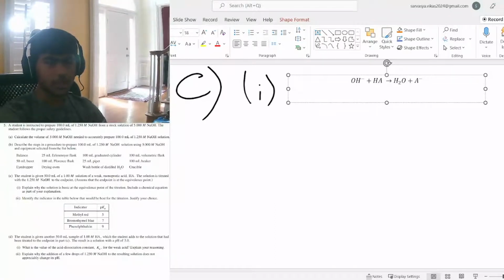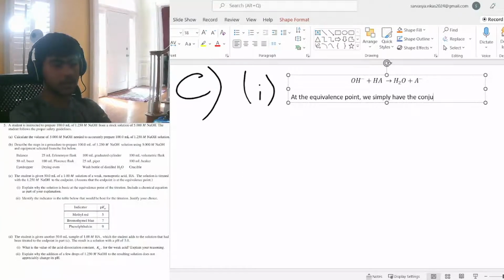So we're titrating it with the NaOH to the endpoint, so we're going to have the same amount of HA and OH minus, which means that we're going to end up with just water and the conjugate base of the weak monoprotic acid. Well, what does that mean? At the equivalence point, we simply have the conjugate base of the weak acid HA.